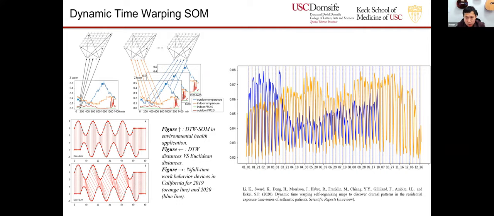Especially in this case, if we look at the figure here, it shows the percentage of full-time work behavior devices in California for 2019 and 2020. The blue line is the 2020 time series and the orange line is 2019. We can see a very strong weekly pattern in those time series, and this is very understandable, because full-time working behavior devices will probably have a big drop during weekends. However, this time dependence gives us a big challenge in correctly using the SOM or other time series clustering methods, because we have so many local noises in doing the clustering.